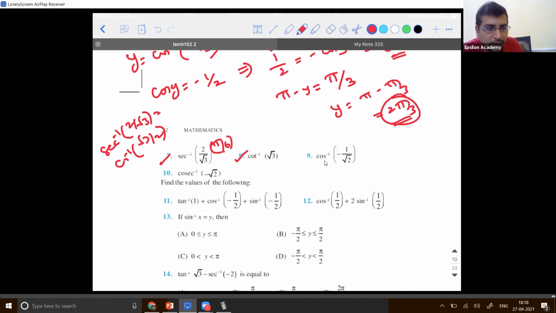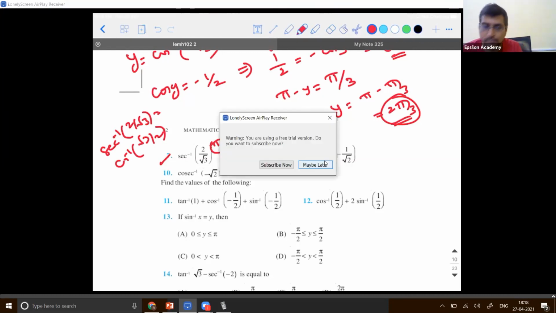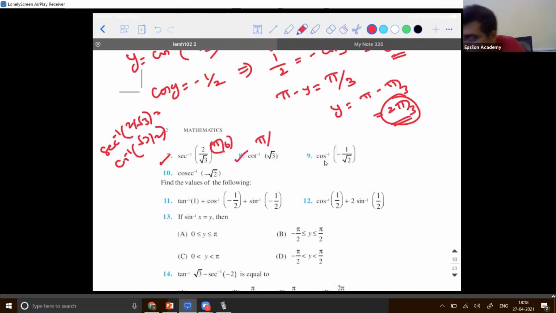So cot inverse of root 3. Which quadrant, first quadrant or fourth quadrant? Cot inverse means 0 to pi, which is first quadrant and second quadrant. Cot inverse root 3: which quadrant? First quadrant. What is the answer? Pi by 3. Cot inverse root 3 is tan inverse how much? Pi by 6. But no problem, even if you're not able to do it fast today, no issue. Don't worry, take some time to absorb this concept.